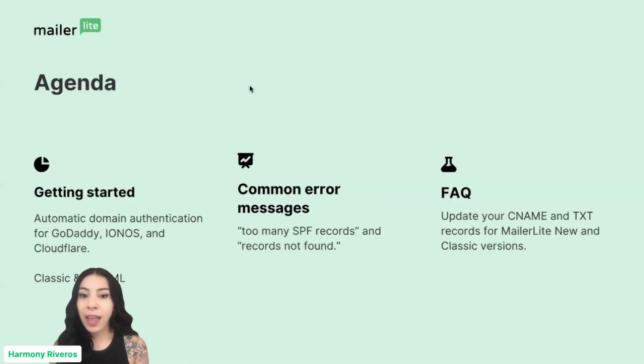Then we'll be jumping into the error messages. So once you've started the domain authentication and you've entered in all of the records and you're seeing some error messages, there are some common ones. So the too many SPF records you might be seeing, or some saying that records are not found. These are all very common, and I'll explain what they mean and also how to bypass that so you can get your domain authenticated.